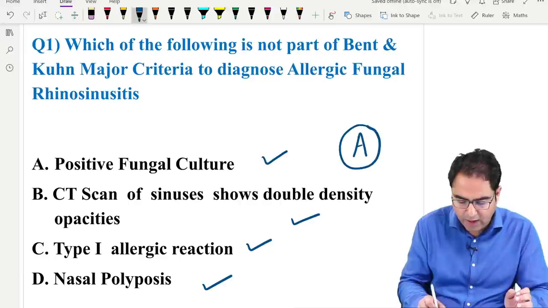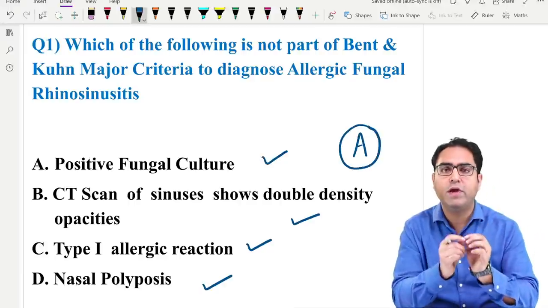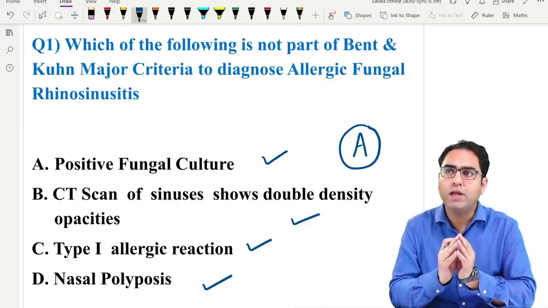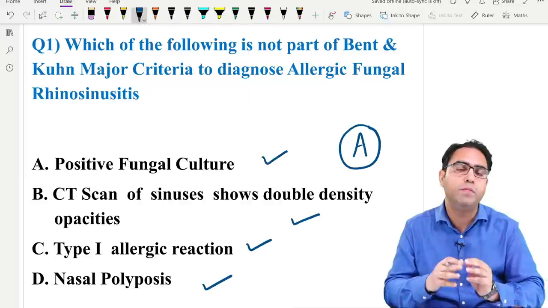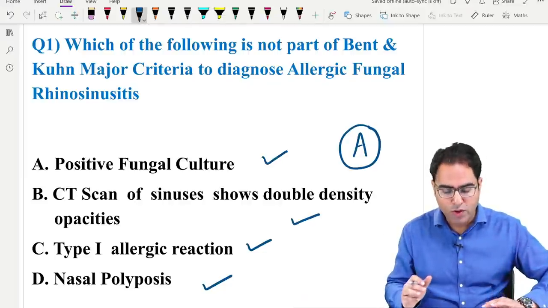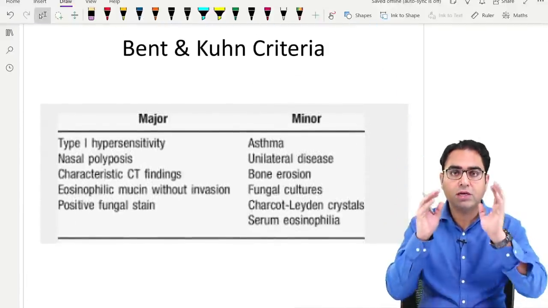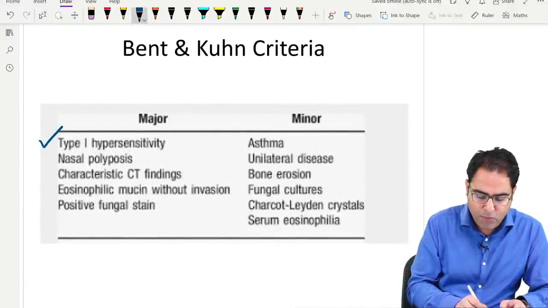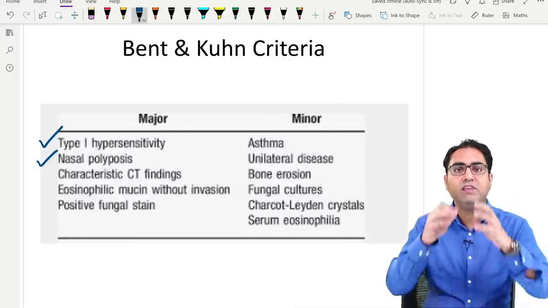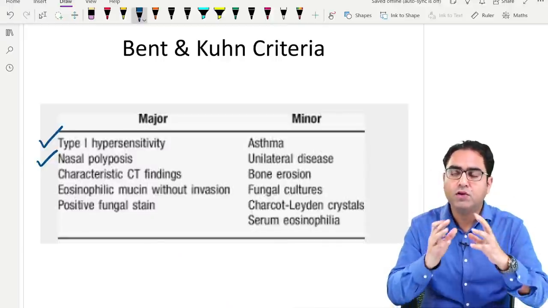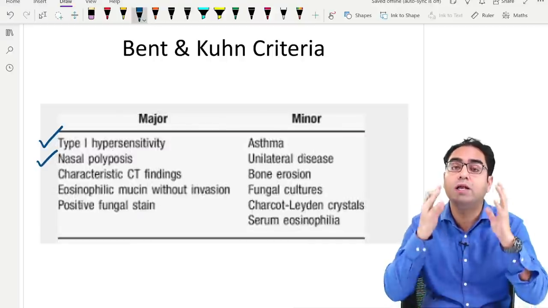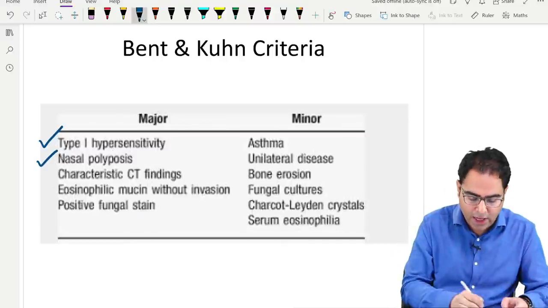The answer is A. You should be able to demonstrate the fungus on the staining, that is sufficient. You should not need the fungus culture to be positive to make a diagnosis of allergic fungal rhinosinusitis. Let us look at the Bent and Kuhn criteria. The major criteria are these. Number one, it's a type 1 hypersensitivity reaction. Number two, there is nasal polyposis, but these polypi are full of fungal debris, so they are not homogeneous. They are characteristically heterogeneous opacities or double density shadows on CT scan, and they look like this.